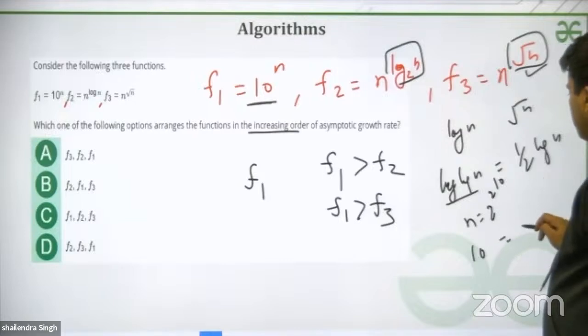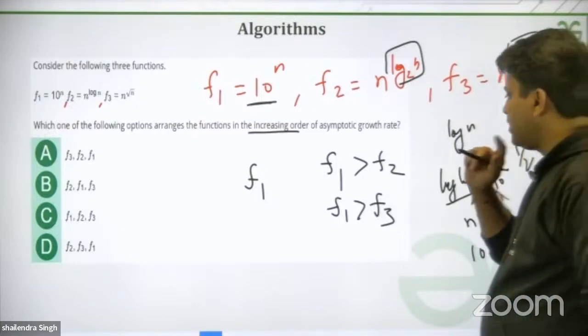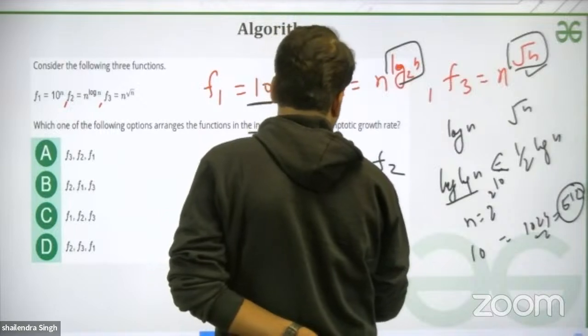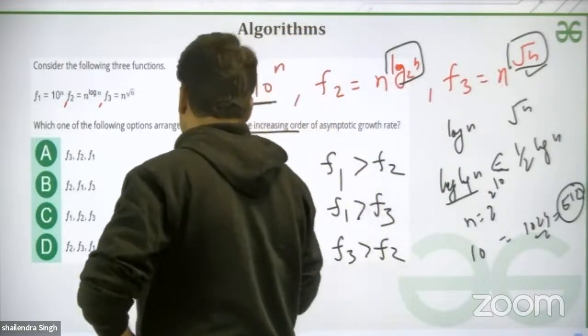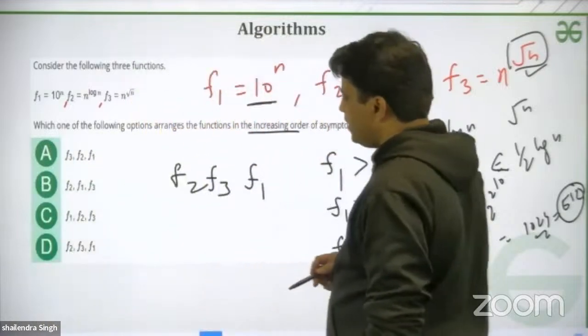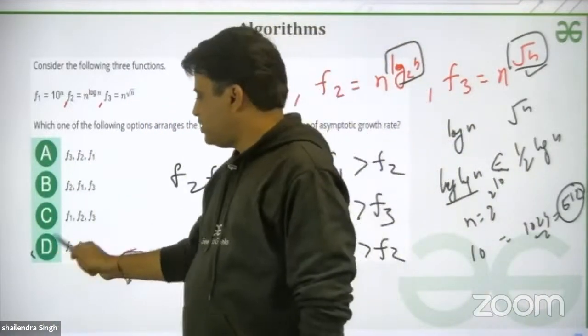Here this one produces 1024 divided by 2, so it will be 512. So here root n is the largest function, so f3 is the largest function. Conclusion of the story: f3 is greater than f2. So the smallest function is f2 and then this is f3. So which one is the option? D is the right answer. This one is f2. Okay, so D is the correct answer.